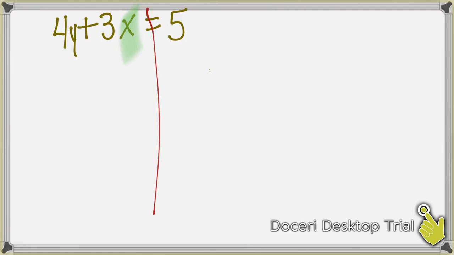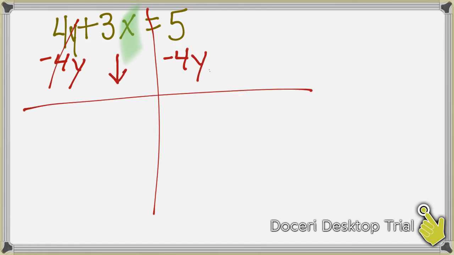All right, let's talk about this. You should notice that x is being multiplied by 3, but then this whole term 4y is being added, and it's positive, that's why it's being added. So I want to get rid of the addition first. I'm going to get rid of that adding 4y by doing the opposite, which is subtracting 4y. I'll subtract the other side by 4y. And I'm left with 3x is equal to 5 minus 4y.